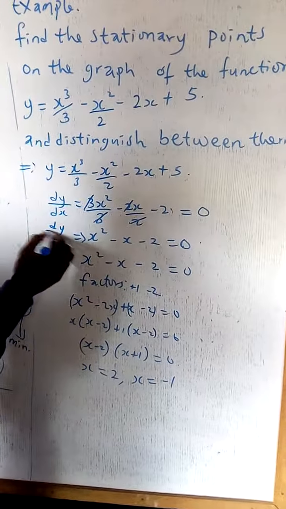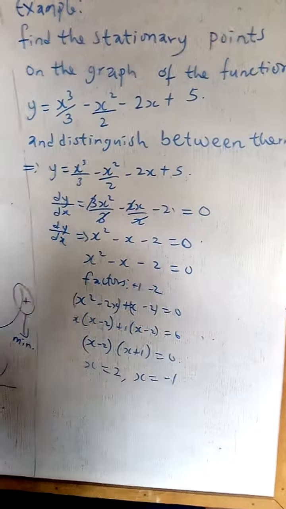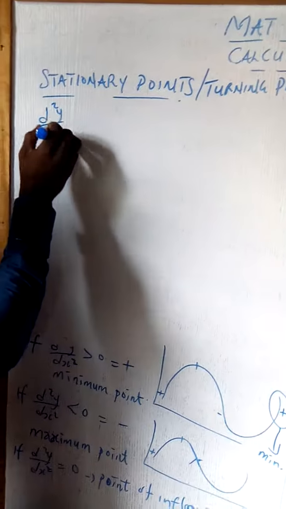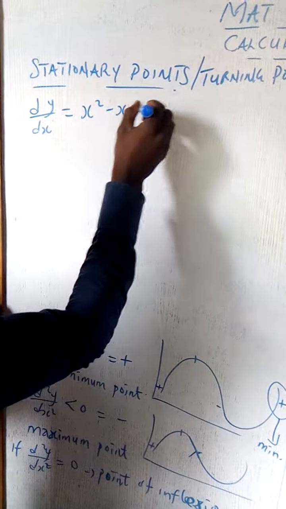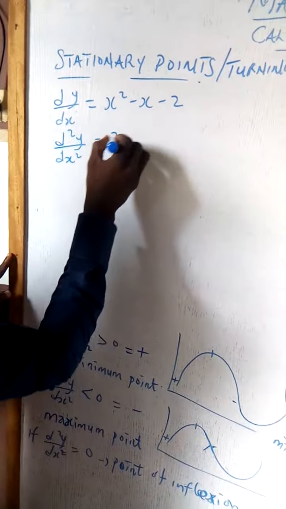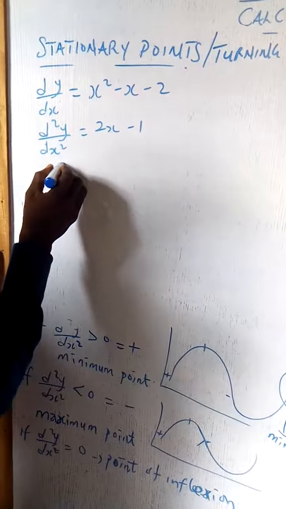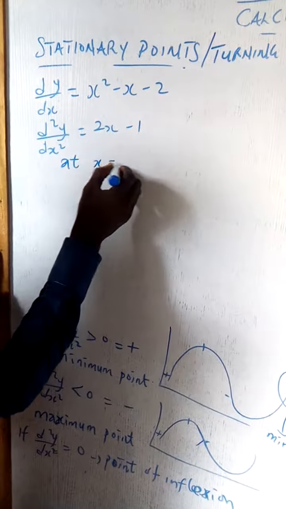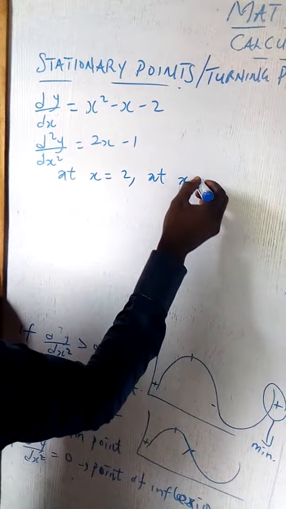My dy/dx was given to be s² − s − 2 = 0. Then we can also differentiate it again by looking for d²y/dx². Let me write the function first: s² − s − 2. Differentiating the function again, d²y/dx², we have 2s − 1. This one is not equal to 0. What we need here is that the stationary points occur at s = 2 and at s = −1.